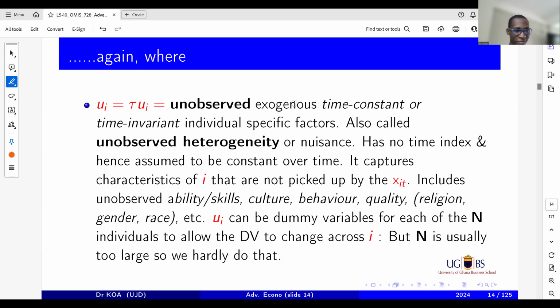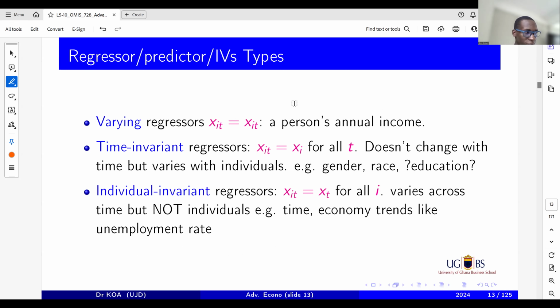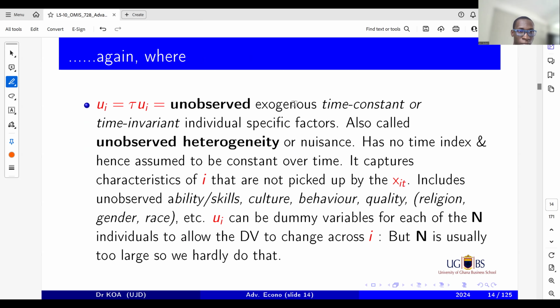Okay. So the last thing about the element we saw is the unobserved heterogeneity. Those disturbances that affect the behavior of the independent variables over time. It has no time index, so it's assumed to be constant over time. It can capture the characteristics that are not picked up by the individual regressors. For example, I told you about the ability of a person, even culture.